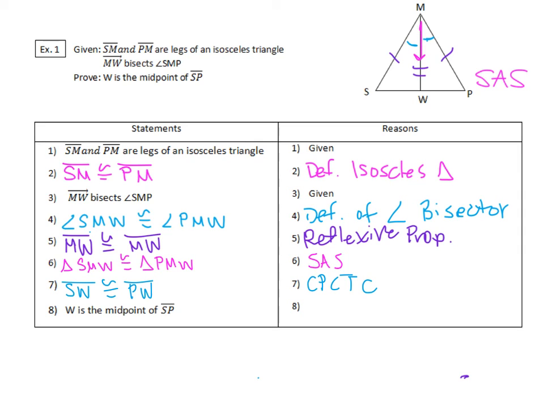Now we're ready to get our final statement, what we're trying to prove. W is the midpoint. Because these two segments are congruent, that means that W must be the midpoint, and we know that because that is the definition of midpoint. And there's our proof.